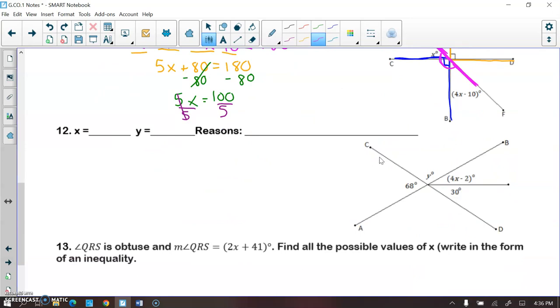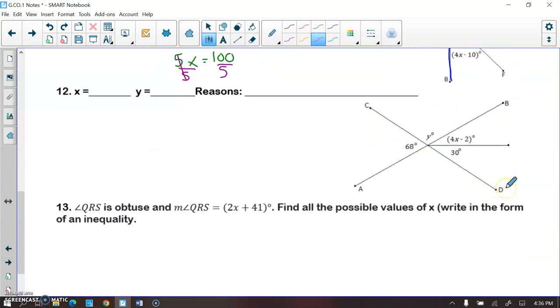All right, moving on to number 12. There's a couple of different ways that you can approach this. You can use the fact that this angle that I'm highlighting in green, since it creates a V and its opposite V shape is this one here, those are vertical angles, okay? So what that would mean is angle Y and this angle would be congruent.